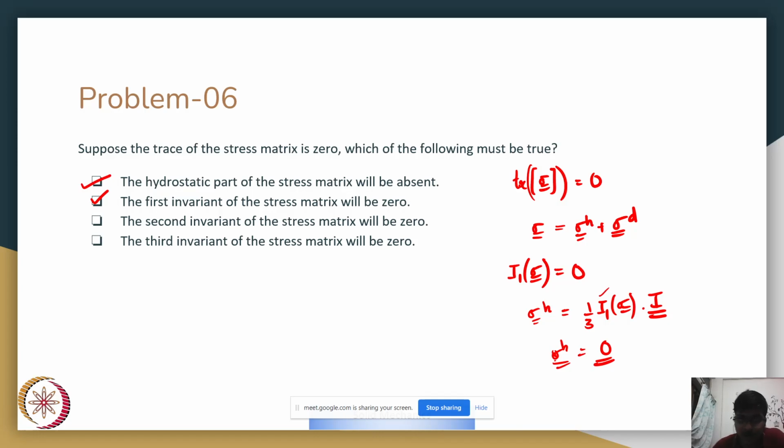The first invariant is 0. Can we say anything about the second or the third invariant? They might be non-zero. Yeah, it can be non-zero. We cannot definitively say that they will be 0. So the first two options are true.